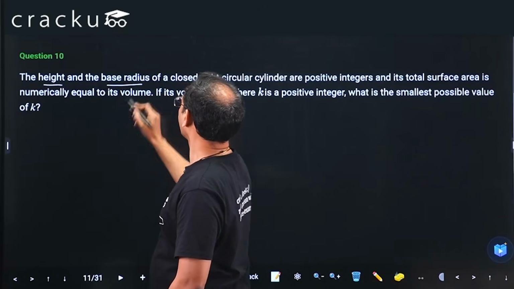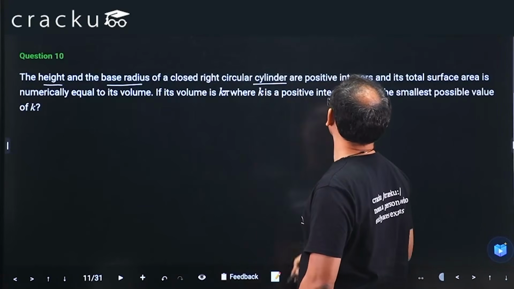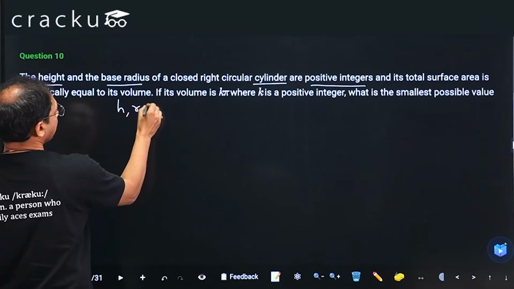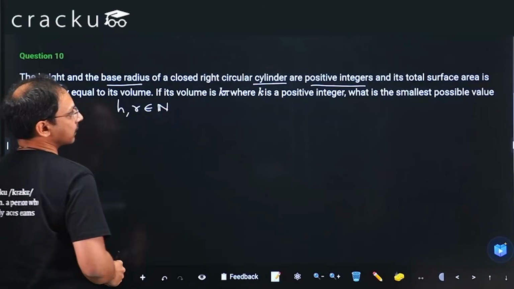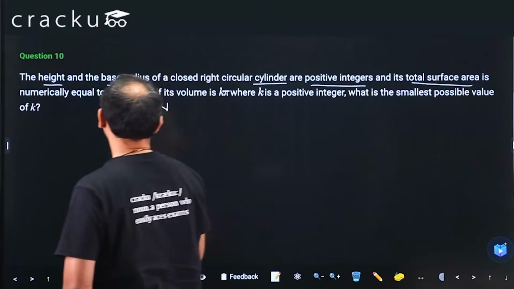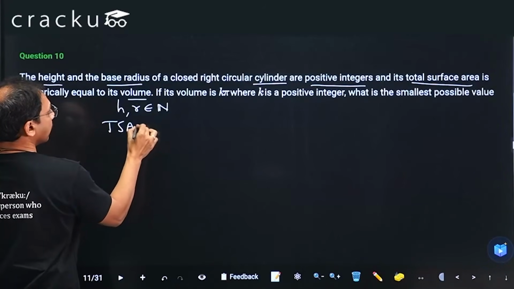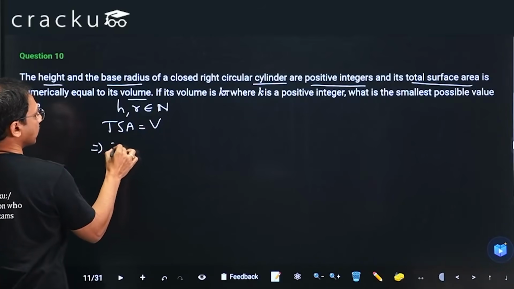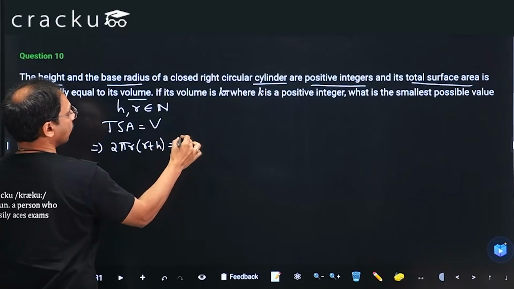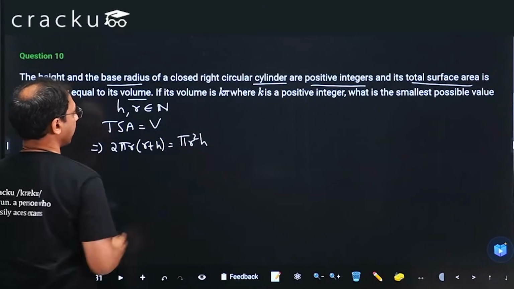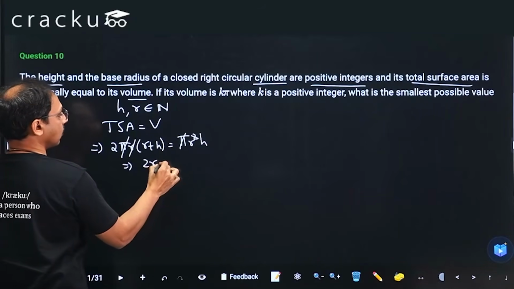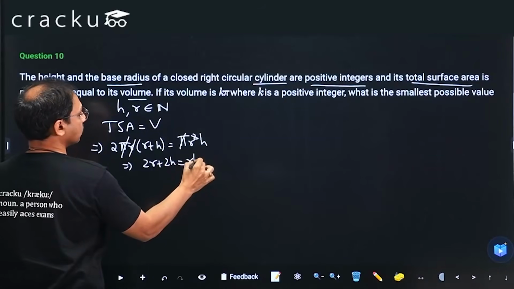The height and the base radius of a right circular cylinder are positive integers. So the height and the radius are natural numbers. Its total surface area is numerically equal to its volume. Total surface area will be equal to volume. Total surface area is 2 pi r into r plus h. Volume is pi r square h. I can cancel pi r. We get 2r plus 2h is equal to rh.